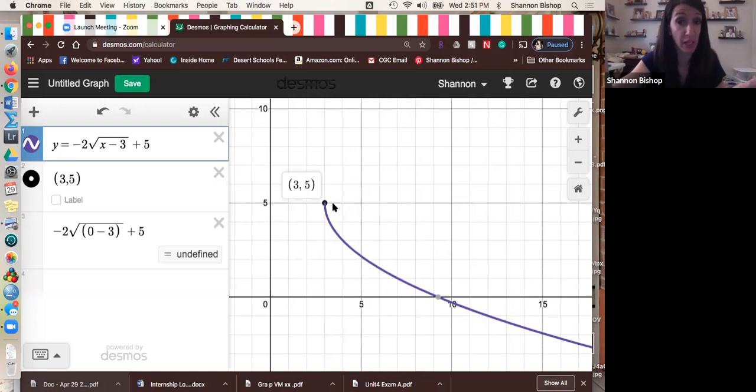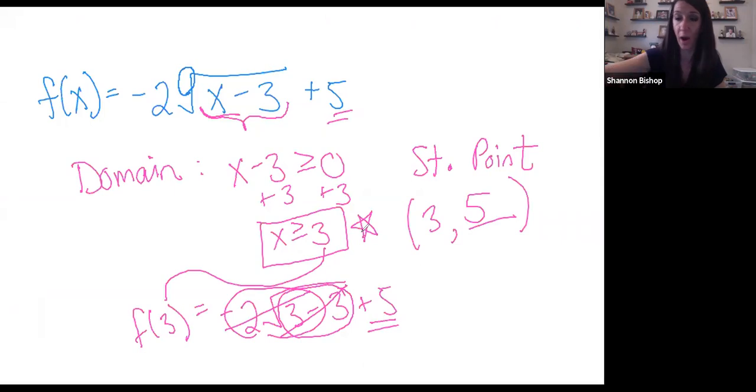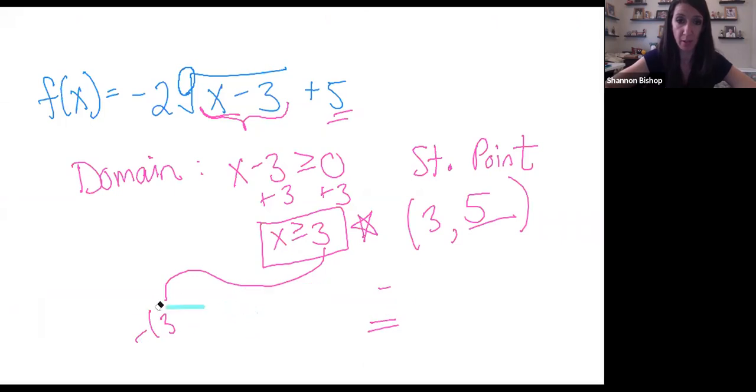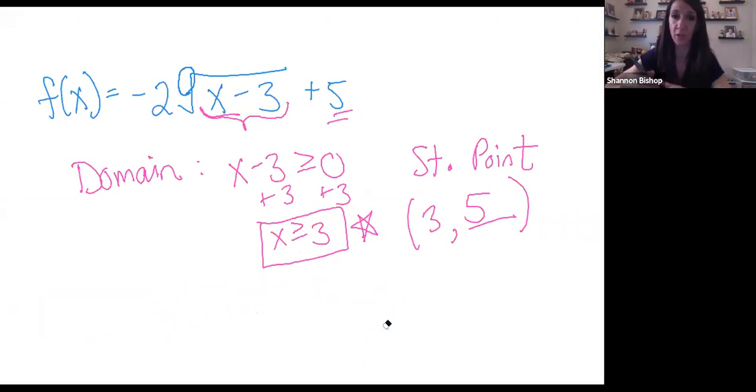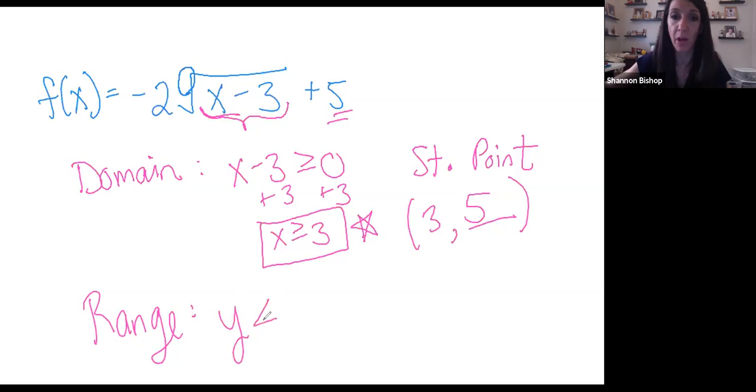5 is your starting point, right? (3, 5). So 5 is your starting point. Everything below that is the range. So for your range, now remember we're talking range, so it's the variable y. Please, please, please. Let me get my eraser and make space. There we go. Okay, so for your range, here we go, range. Your range is all y values below 5. Yes, indeed, all y values below 5.